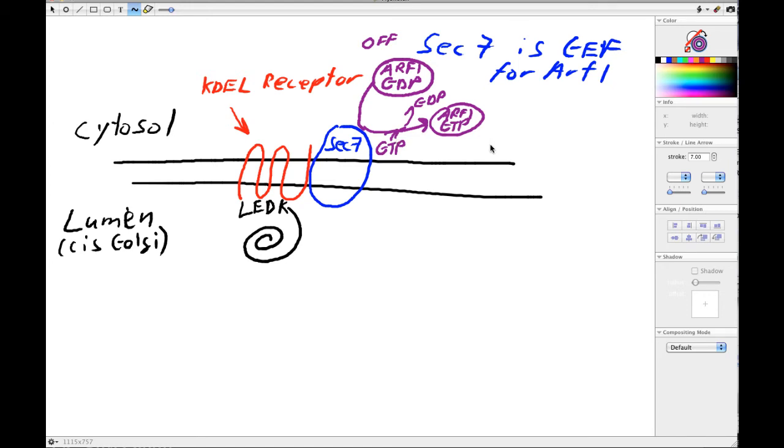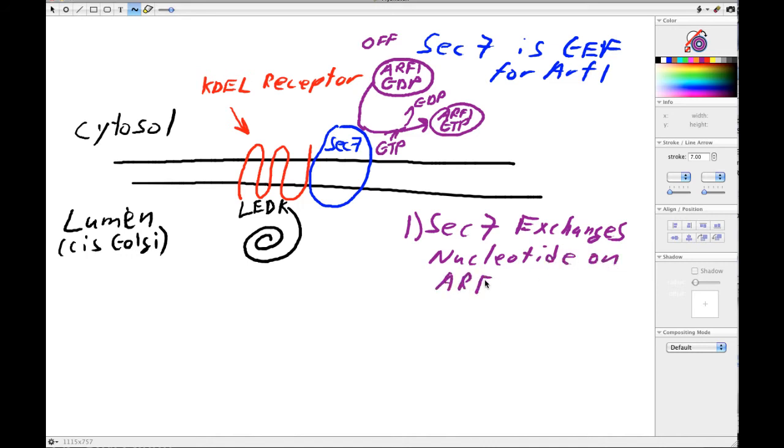So that's the next step. What happens is that SEC7 exchanges the nucleotide on ARF1. So it loads it with GTP. Okay, so now we have SEC7 generating all this ARF1 GTP.